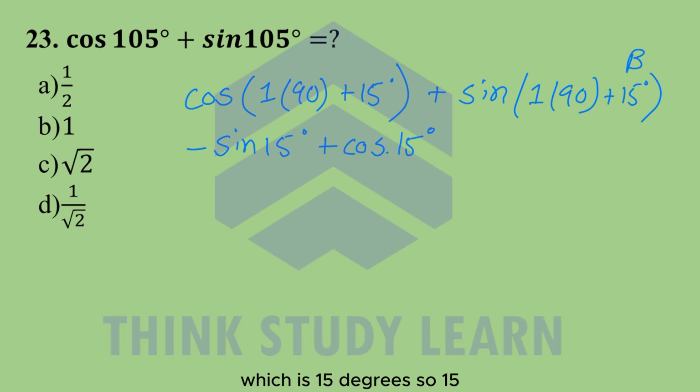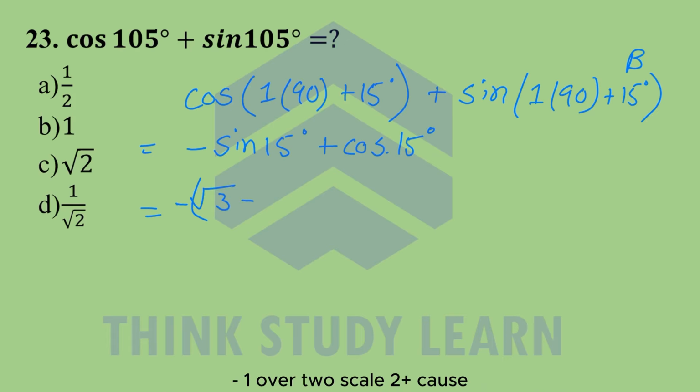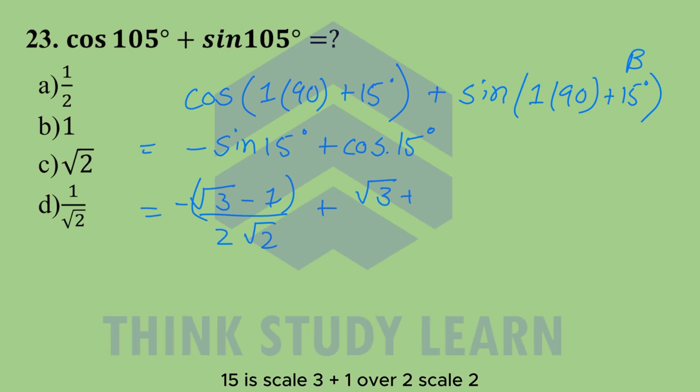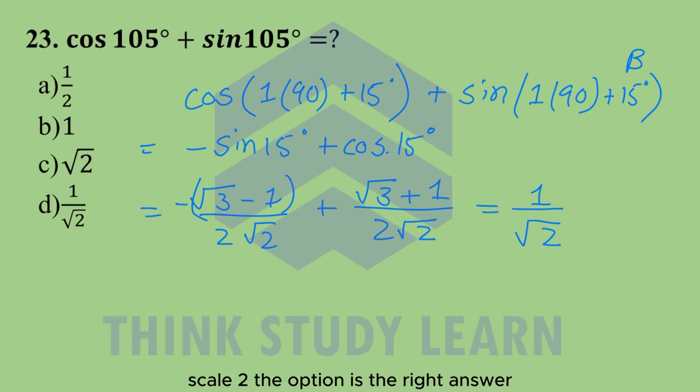Now we will put the values of minus sin 15, which is square root 3 minus 1 over 2 square root 2, plus cos 15, which is square root 3 plus 1 over 2 square root 2. So simplifying this expression will give us 1 over square root 2. D option is the right answer.